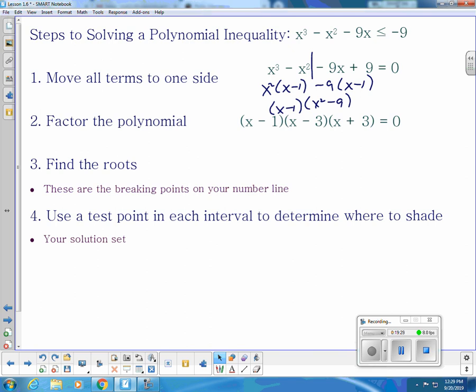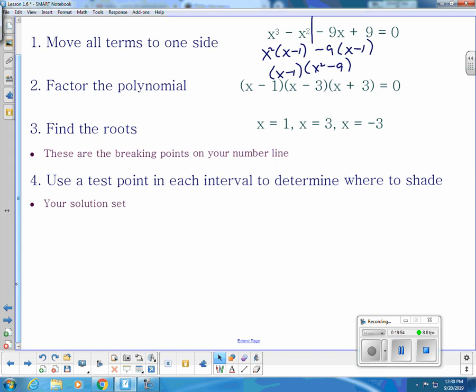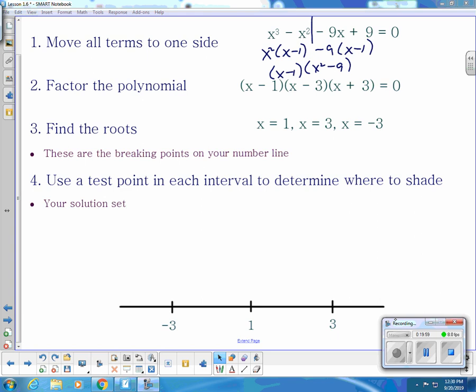Then you want to find the roots. You are finding the x-intercepts. This is where the graph hits the x-axis. So if I set x minus 1 equal to 0, I get 1. If I set x minus 3 equal to 0, I get 3, and then negative 3. So there's your points. Okay? Then you are going to use those points on a number line. Please put them in numerical order, not the order that they're solved. Okay, it's a number line.